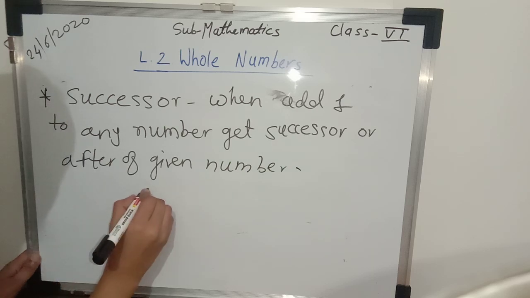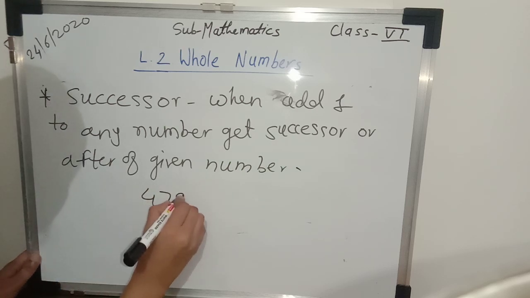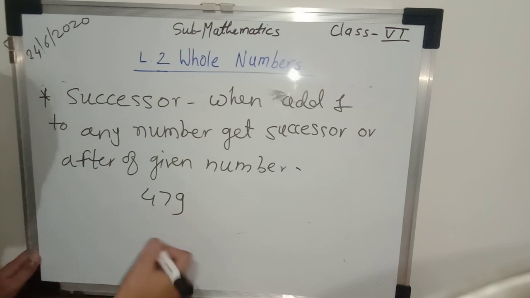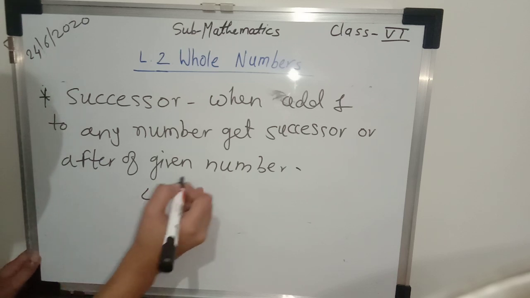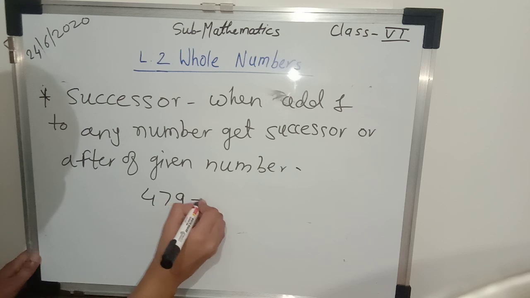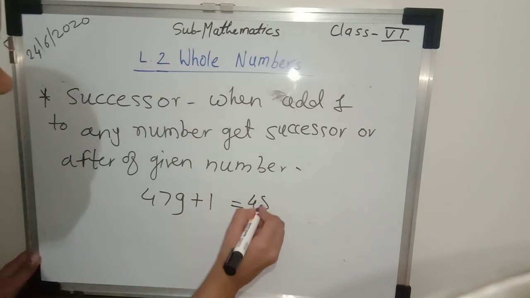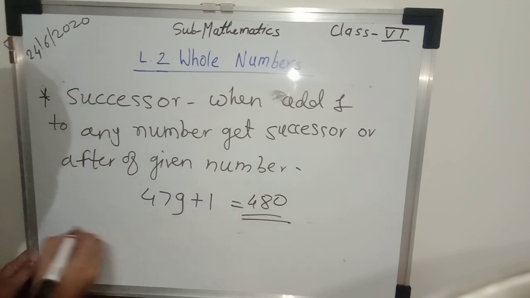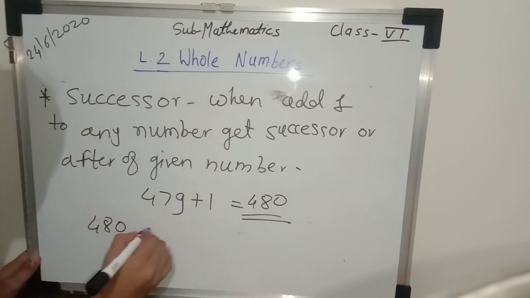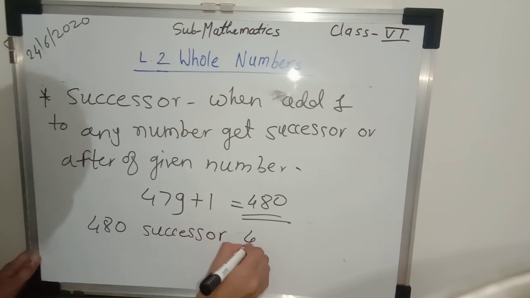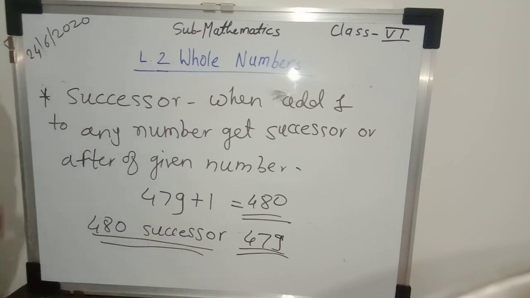Suppose I take here 479, and I want to find which one is the next or after number after 479. So what we have to do, we have to add 1 to it and we will get 480. So 480 is the successor of 479.